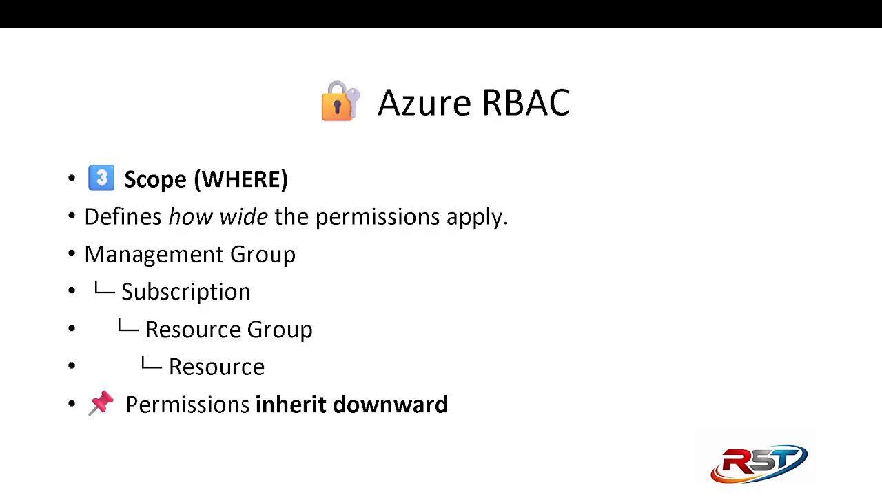If you apply on a management group, it will apply on subscription, resource group, and resource. If you apply any role at the subscription level, it will apply on resource group and resource, like that. Permissions inherit downward. Whenever you apply on a management group, it inherits to subscription, resource group, resource. Suppose you apply on subscription level, it will inherit to resource group and resource. So like that.